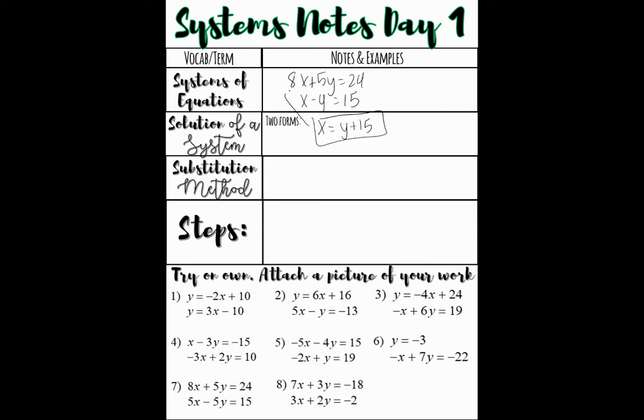Now plug that in. So 8 times y plus 15 plus 5y equals 24. 8 times 15, so we have 8y plus 120 plus 5y equals 24. 8 plus 5 once again is 13. Subtract over. I get negative 96 divided by 13.